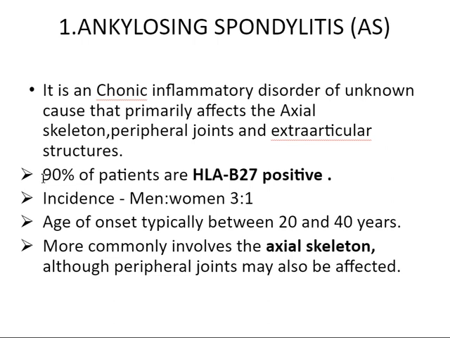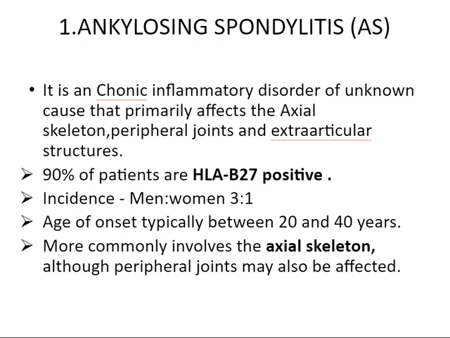And incidence is more common in men than women. When it comes to ratio, it is 3:1. This is the most important point. Age of onset is typically between 20 and 40 years. Most commonly, it is the young male who will be presenting with the symptoms of ankylosing spondylitis. So remember that it is most commonly seen between 20 to 40 years, and that is young males. And more commonly, it involves the axial skeleton, although peripheral joints may also be affected.